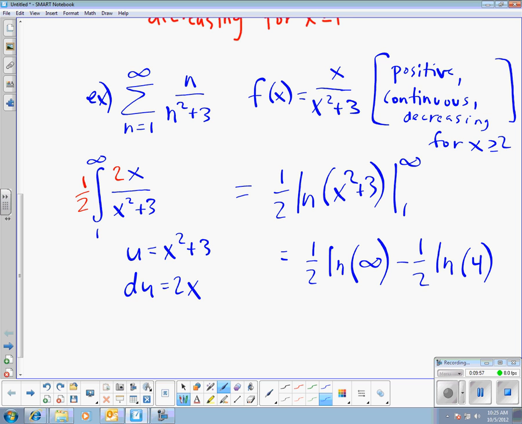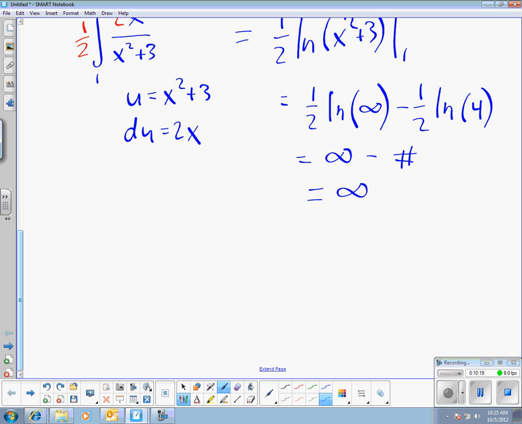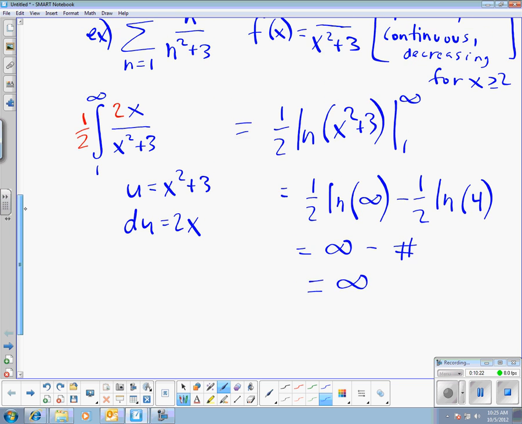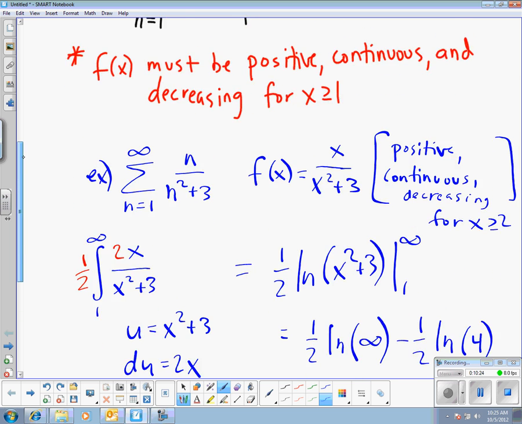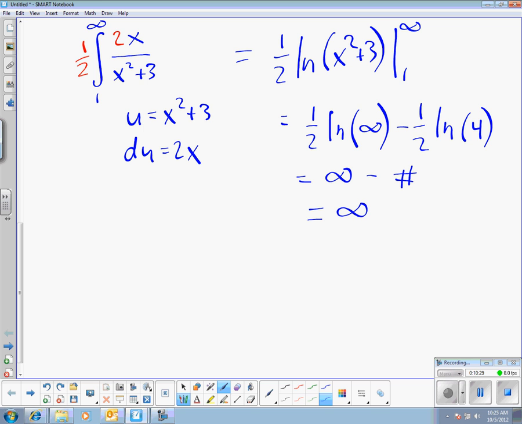And natural log of infinity is infinity. Half log of 4 is some number. I don't really care what that number is right now. Infinity minus that number equals infinity. All right, log of infinity is infinity. It gets there really slow, but log of infinity is in fact infinity. Okay, so long story short, this integral diverges. It adds up to infinity. Therefore, my series is going to diverge as well.